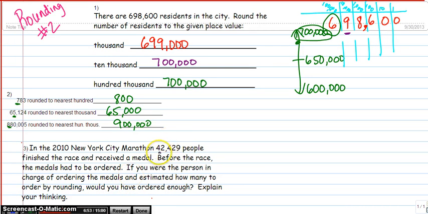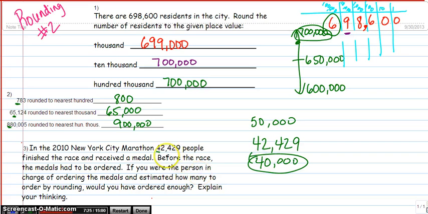Well, you have to look at your number and you have to decide, do I want to make sure everybody gets a medal? And if so, how should I round? I want to get really close. I could round to the 10,000s place. And if I did that, I know that 42,429 is between 40,000 and 50,000. I know it's closer to 40,000, so I would round down. But look, that means 2,429 people wouldn't get a medal if I rounded to the 10,000 place.